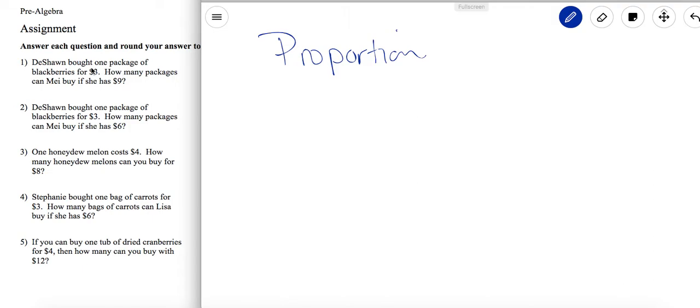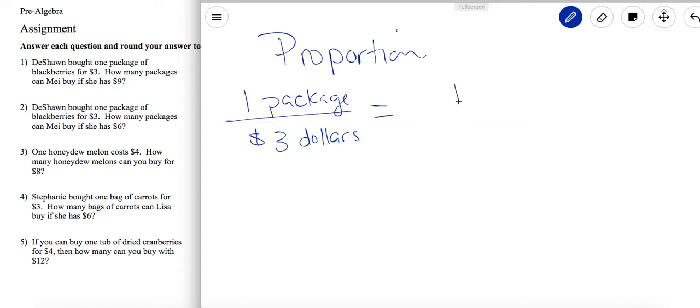Just read the first sentence. Deshawn bought 1 package of blackberries for $3. So she bought 1 package for $3. We're going to make our first sentence into a fraction: 1 package over $3. And then we're going to find our next sentence. How many packages, so we know that there's an x, can Mai buy if she has $9? Try to make sure that your packages are always on top and your dollars are on the bottom.